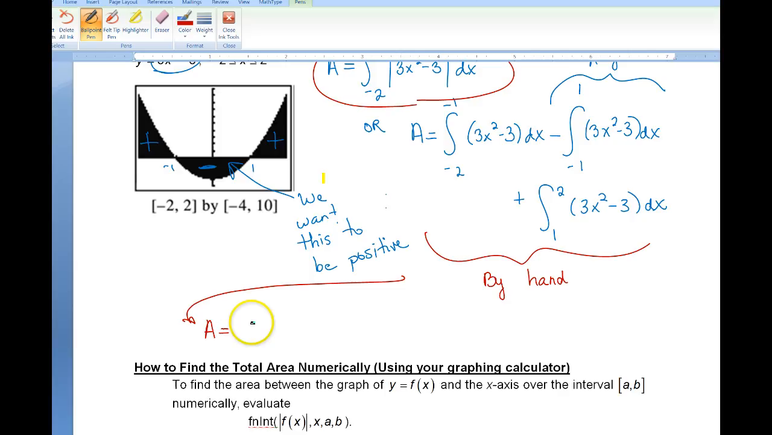So my area would be, what would this be when I integrate? This would become 3x to the third over 3, so it'd be x cubed, minus 3x. So you would want to evaluate this from -2 to -1. And then you're going to end up subtracting the same thing. So that becomes 0. Oh, no, it doesn't. And then ending up adding.